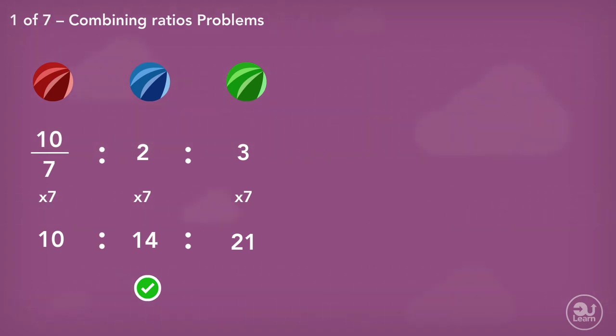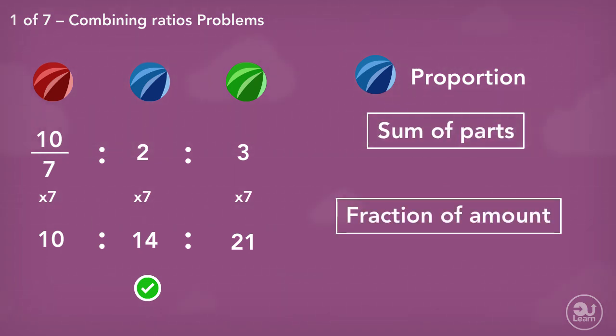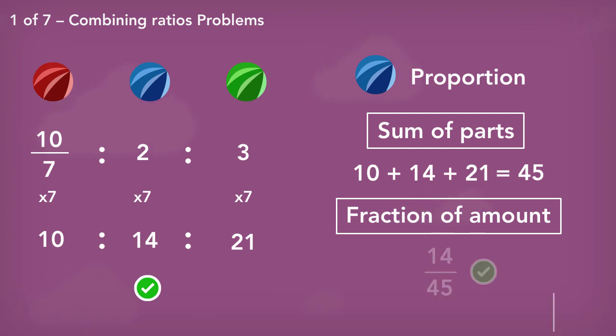To find the proportion of the blue marbles, we find the sum of all the parts, then represent the blue as a fraction of the sum. Adding the parts together gives us 45. Since there are 14 blue marble parts, the proportion of blue marbles is 14 out of 45. 14 and 45 have no other common factors, so this is the most simplified fraction.